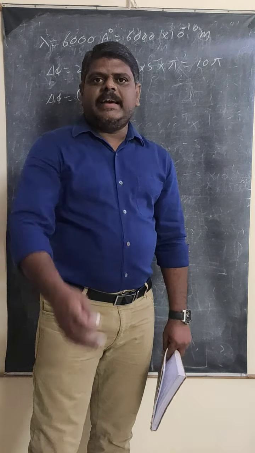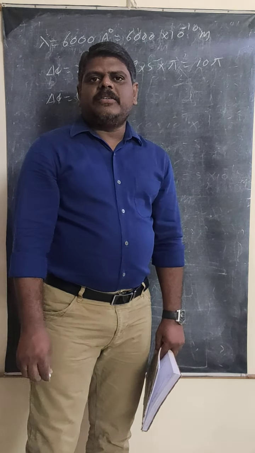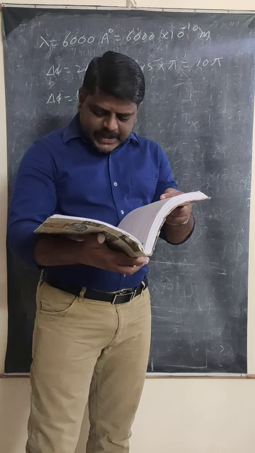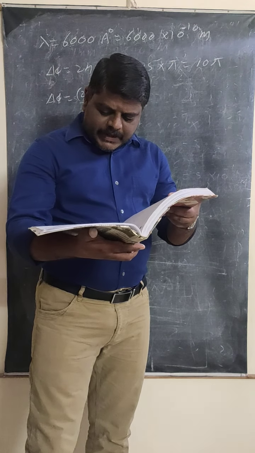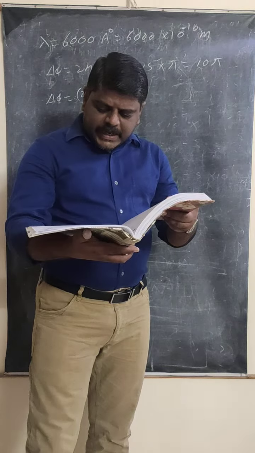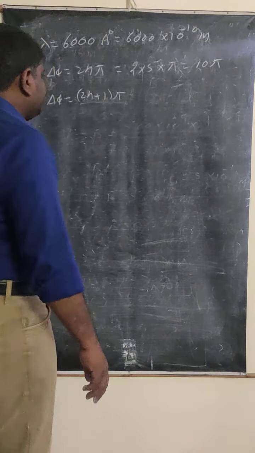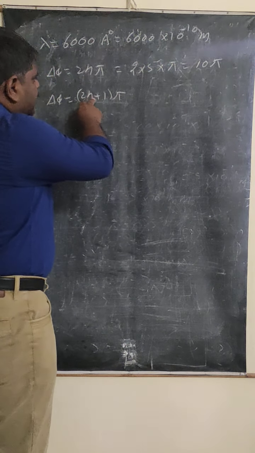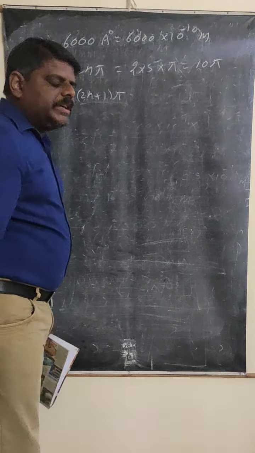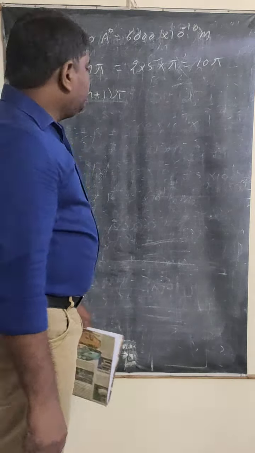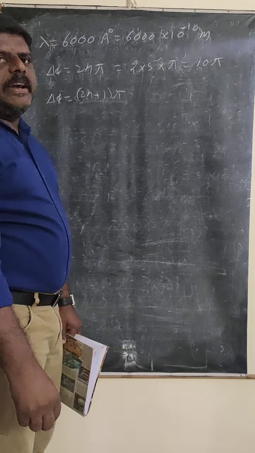In the case of dark bands, what is the n value you have to take? Which band is the problem saying? It is saying the third band. Whenever he is saying the third band, what is the n value you have to take? 2, one less, I told you. Because whenever you are going to use the dark band with the 2n plus 1 condition, then one band less you have to take. So n is equal to 2.